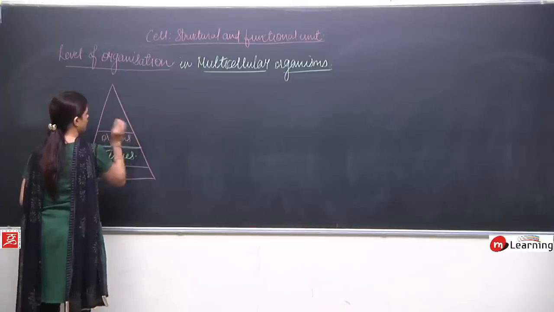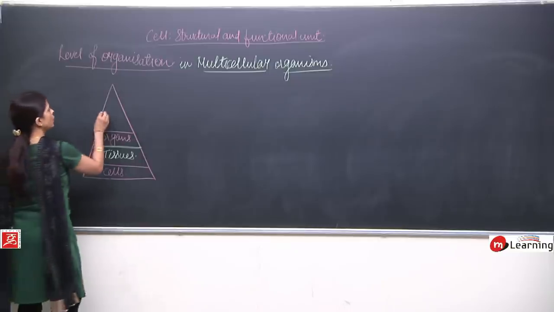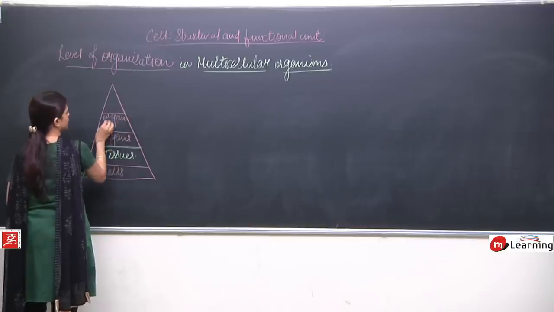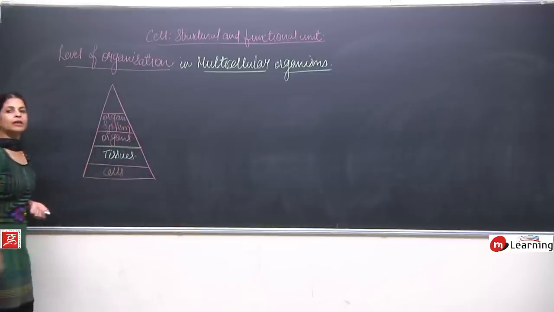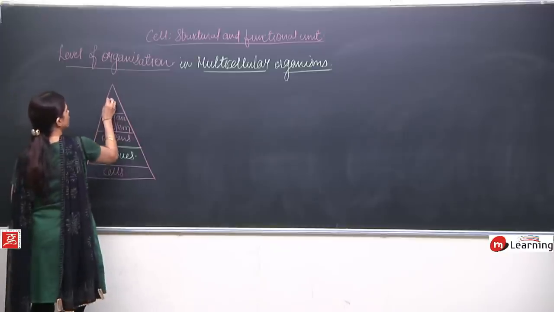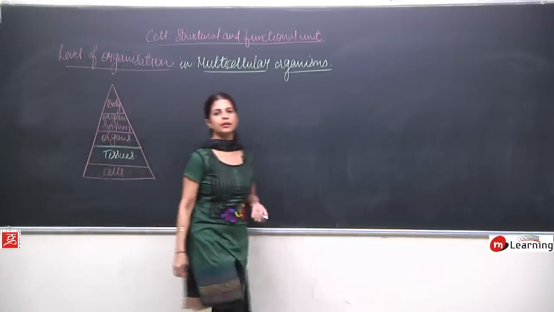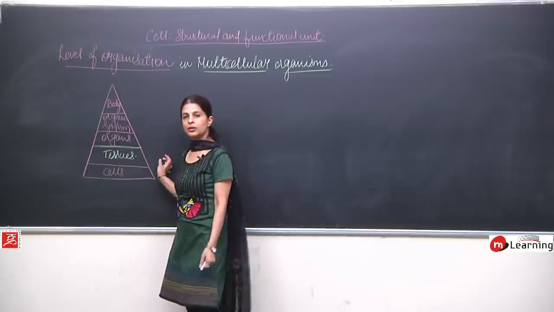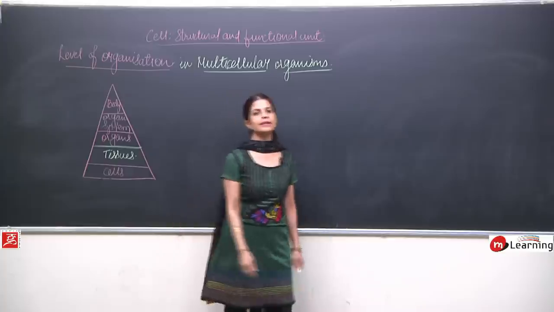They form organs. Now when many organs combine, they form organ system. And when organ systems are kept together, a living organism or a body is formed. Let's talk more about this. Cell, now I don't think that we have to define cell again. We know now what is cell.